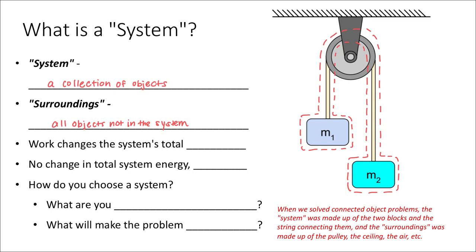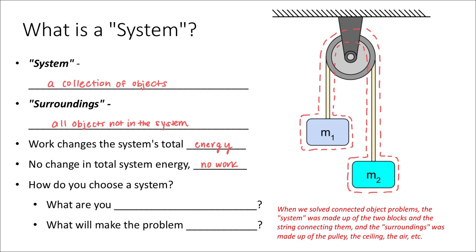Work changes the system's total energy. So in other words, work is able to change how much energy a system, or this collection of objects, has. If there is no change in the total energy, then there's no work being done. What that means is, and we'll see this in much more detail later, that you can turn one form of energy into another form of energy inside a system. But as long as the total amount of energy is not changing, there's no work being done.